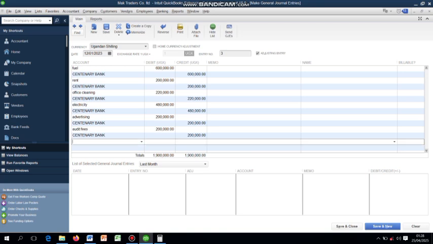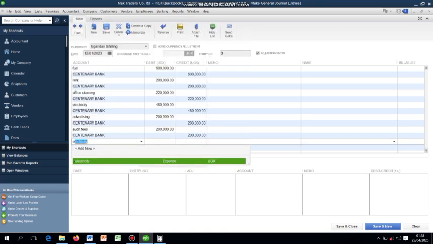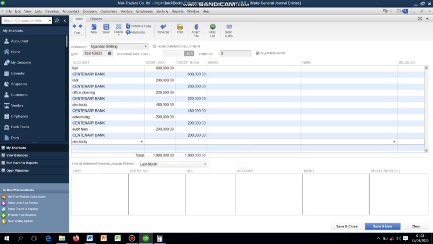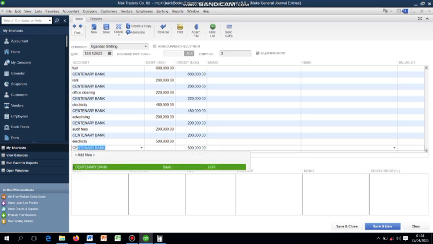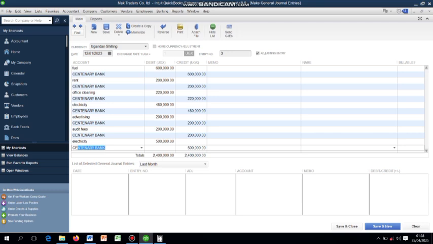Then I'll go to the next one. And this is the last one, it is electricity. For that one I already have it. I'll press OK. Then I'll do it with 500. And it will also be from Centenary. Yes, so having done all of this, then I will save and close.